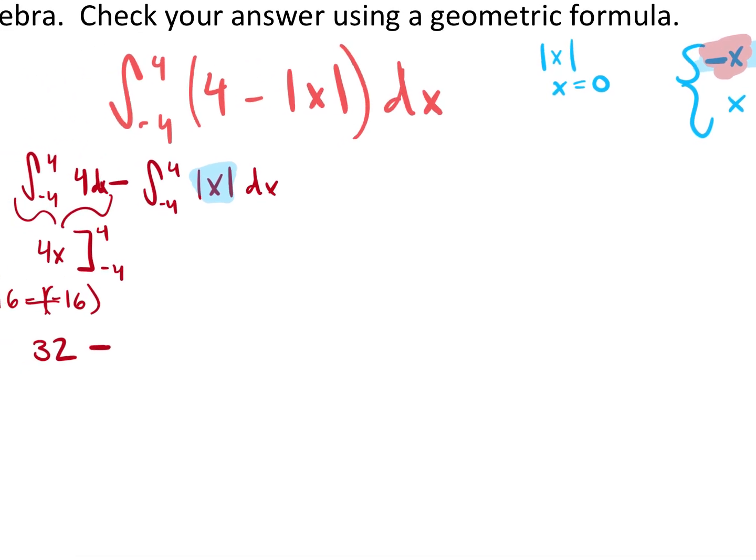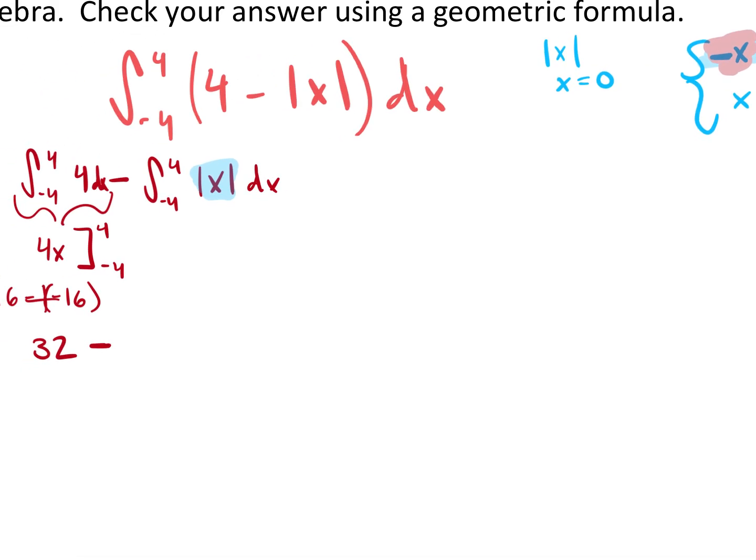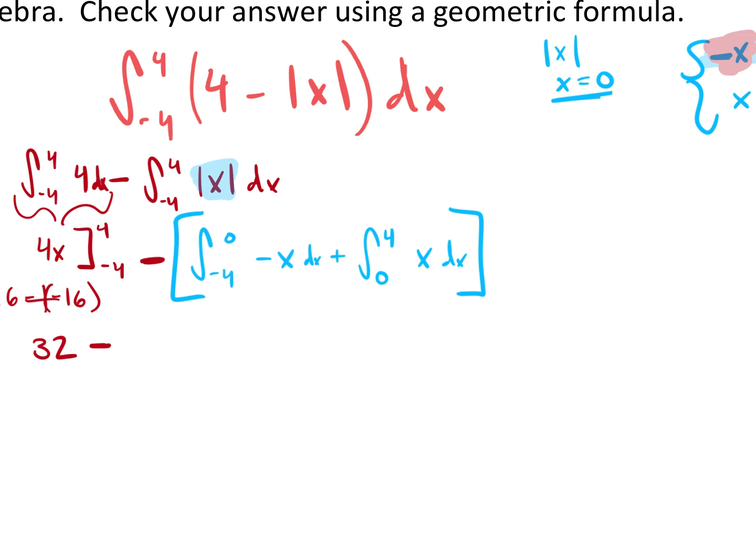So now I'm going to split this up. With our absolute value ones, we split it up. Since we said x is equal to 0, that's our value. That sets the inside of our absolute value equal to 0. We're going to split it up at that point. So I have from -4 to 0 of -x plus from 0 to +4 of x dx. And this is all still minus, because I had that minus in the beginning.